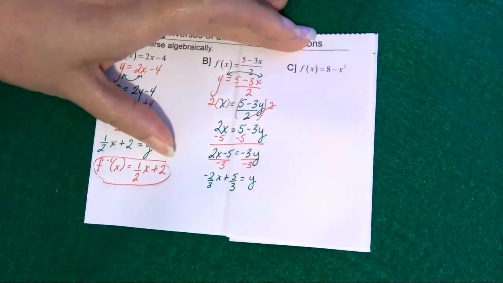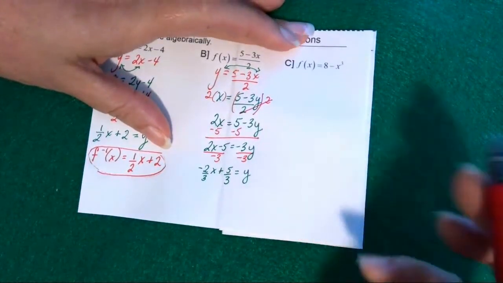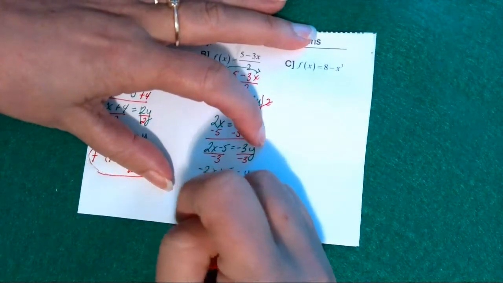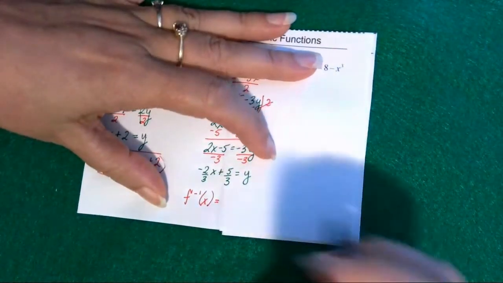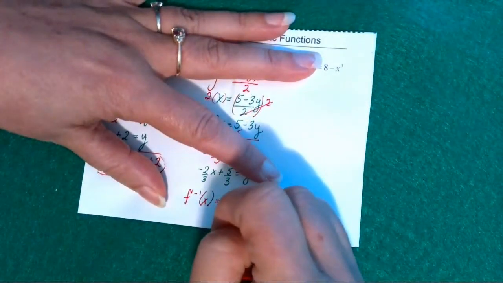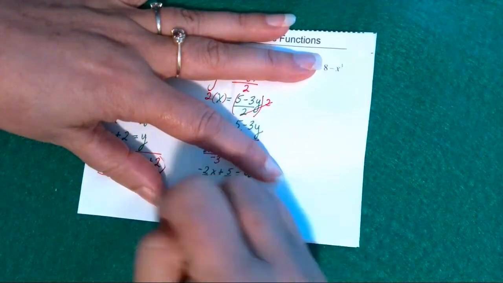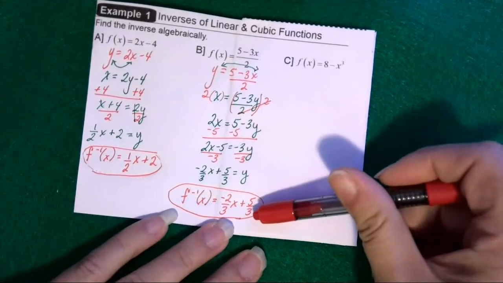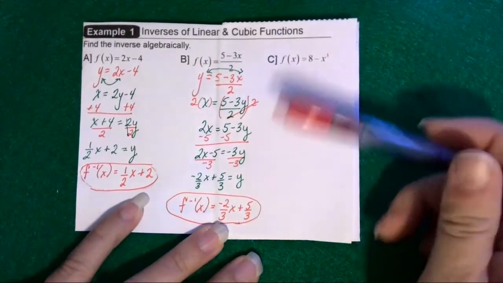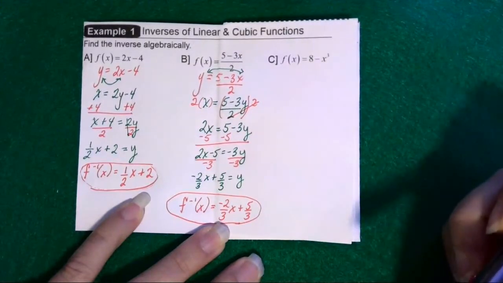And then divide both sides by negative 3, and negative 2/3 x plus 5/3 is equal to y. Okay, and now my y is by itself. I can replace that y equals with my inverse notation. So f inverse of x is now equal to negative 2/3 x plus 5/3. Okay, and I don't need to restrict the domain or range because the inverse and its original function are both linear, and their domain and range is all real numbers.